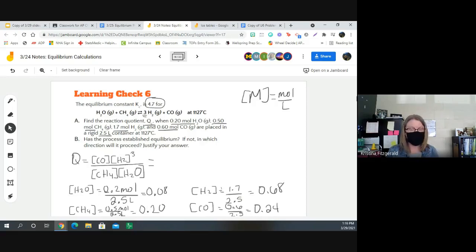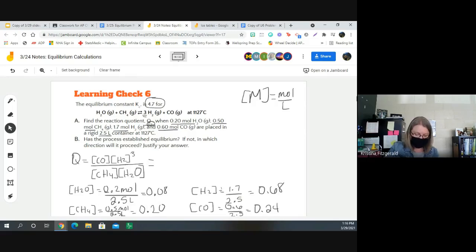So those are our concentrations. You do have to watch your units. This one, they were all given in moles, and then they gave you what size container it was. So you had to convert them first into concentrations, because Q with the little C by it tells you we're working with concentrations. Just keep that in mind. Okay, so now we got to plug and chug.